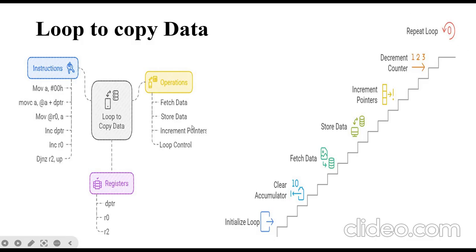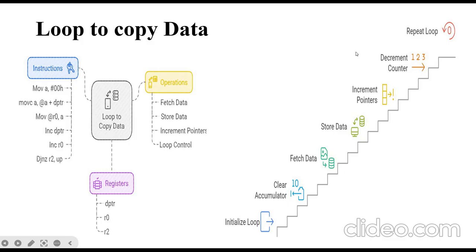Here, which registers are we using? We are using DPTR, R0 and R2. And what operations are we doing? We are fetching the data, storing the data, incrementing the pointers, and controlling the loop.